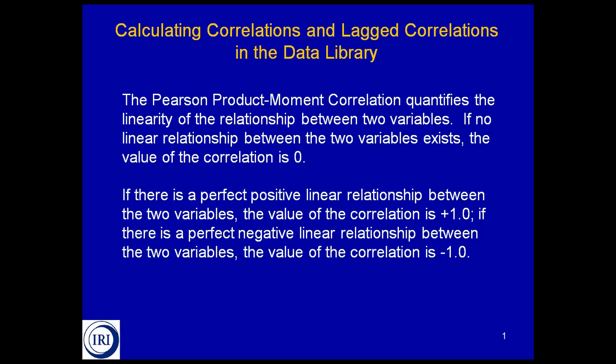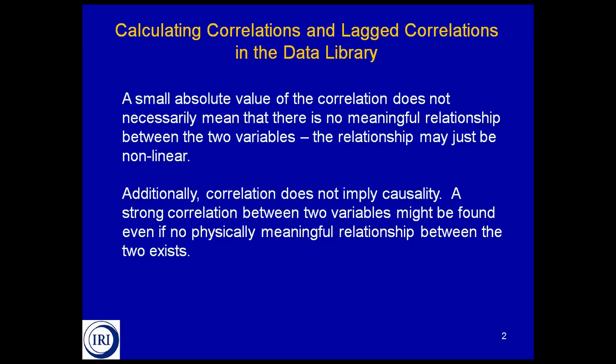The Pearson product moment correlation quantifies the linearity of the relationship between two variables. If no linear relationship between two variables exists, the value of the correlation is 0. If there is a perfect positive linear relationship between two variables, the value of the correlation is positive 1. If the relationship is a perfect negative linear relationship, the value of the correlation is -1.